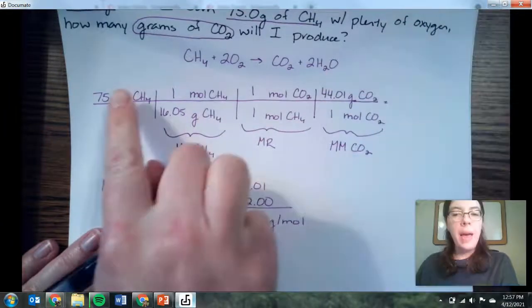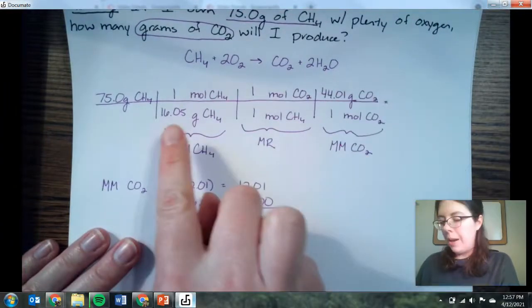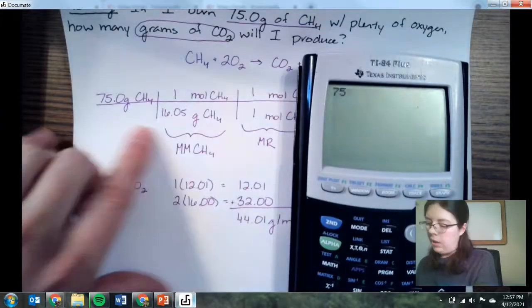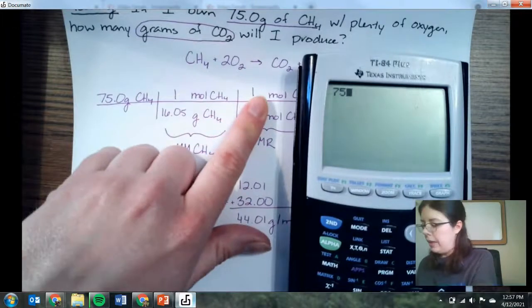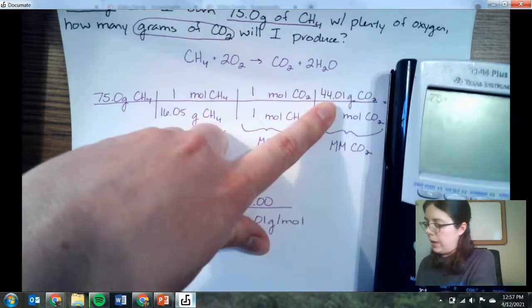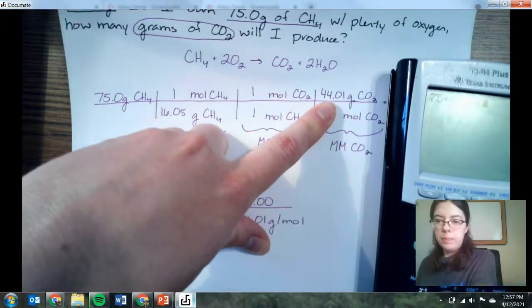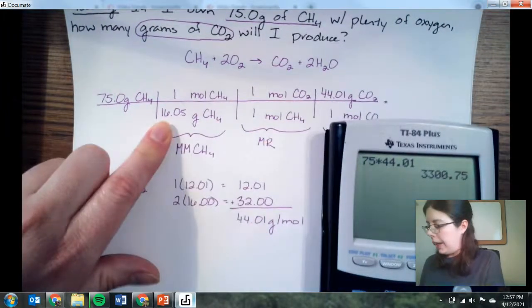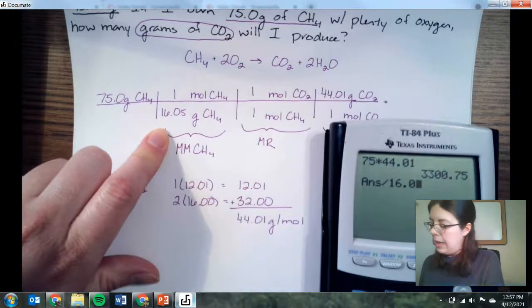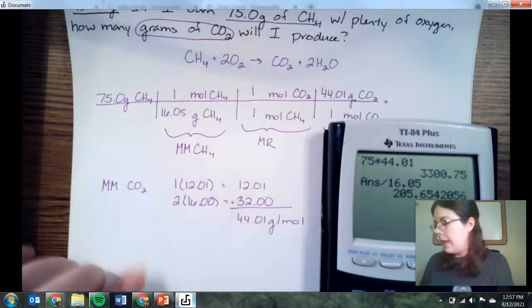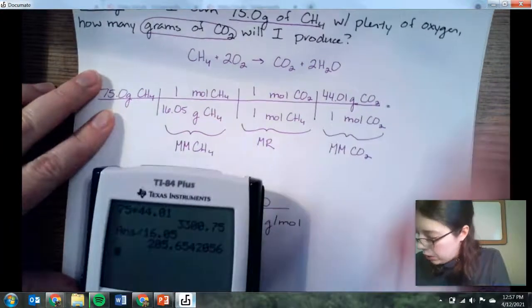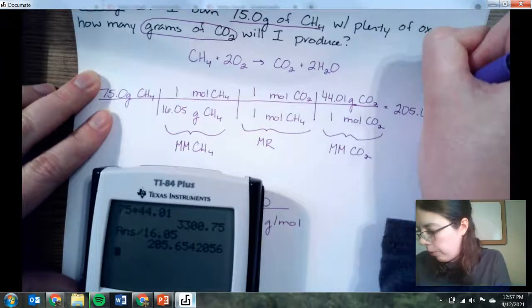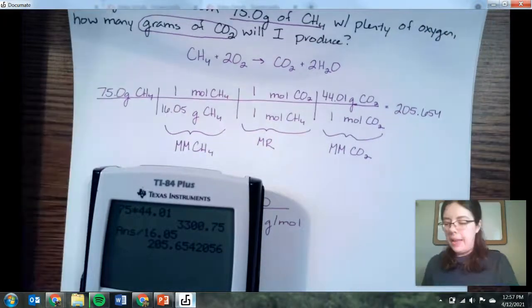Okay, numbers up on top, I multiply. Numbers on the bottom, I divide. So we have 75 times 1 times 1, doesn't change anything, times 44.01, then divide by what's on the denominator. So 16.05 divided by 1. Divided by 1 doesn't change anything. So that spits out an answer of 205.654. Again, I need to think about sig figs.